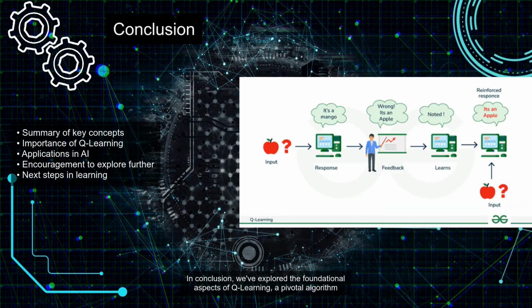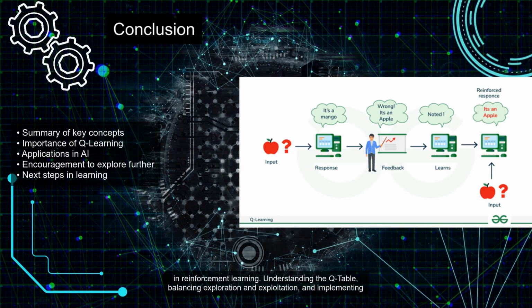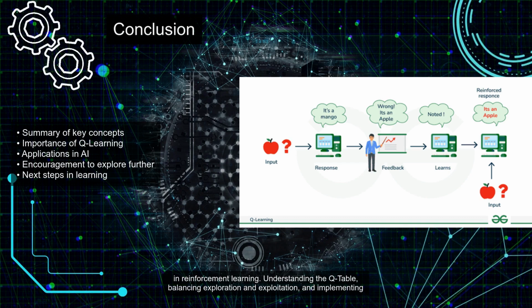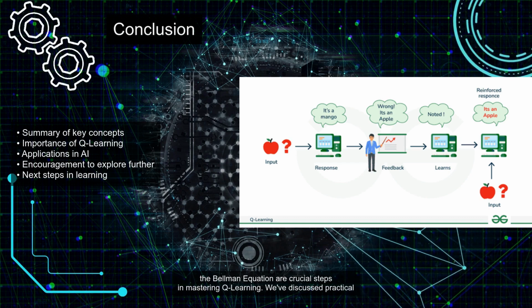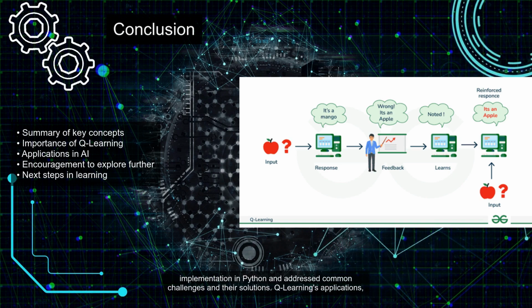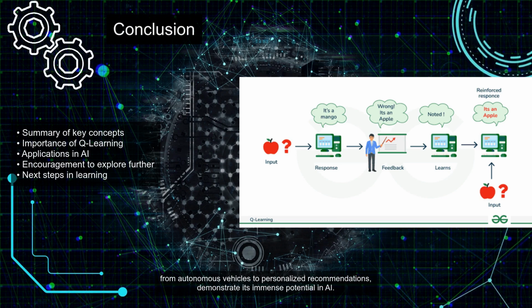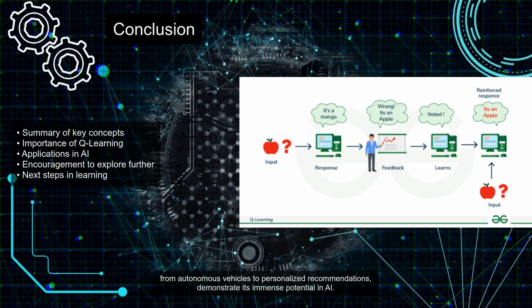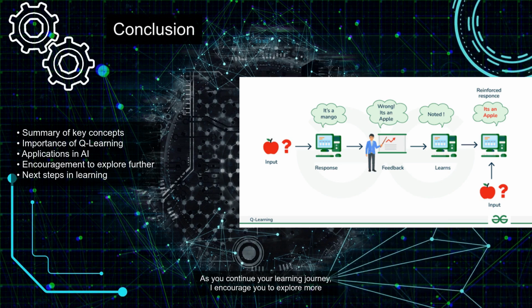In conclusion, we've explored the foundational aspects of Q-learning, a pivotal algorithm in reinforcement learning. Understanding the Q table, balancing exploration and exploitation, and implementing the Bellman equation are crucial steps in mastering Q-learning. We've discussed practical implementation in Python and addressed common challenges and their solutions. Q-learning's applications, from autonomous vehicles to personalized recommendations, demonstrate its immense potential in AI.